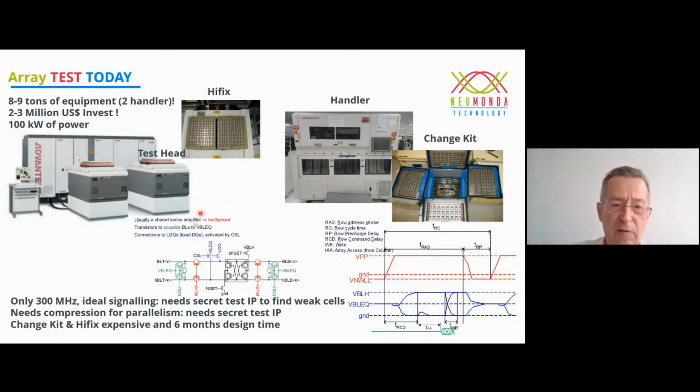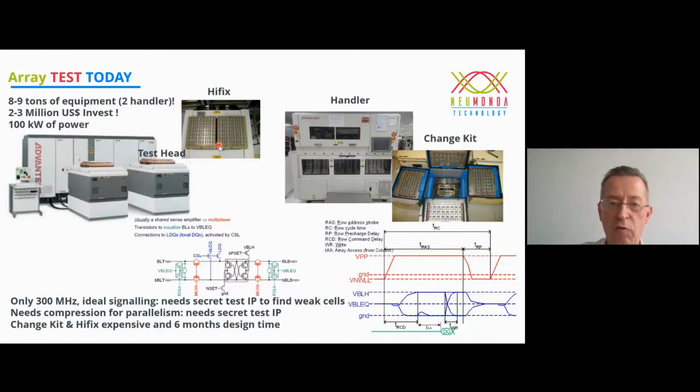The problem of array testing is it's also highly parallel. So you have relatively long transmission lines from the test head to the DRAM, so you cannot operate it at full speed, 300 megahertz only typically today. So maybe in your application, the DRAM operates at gigahertz, but on the tester for array testing, you can only operate it at 300 megahertz. Signaling very ideal, no noise, good tester environment. You also work with compression to test more in parallel because this tester is very expensive.